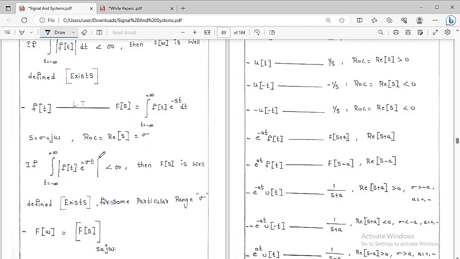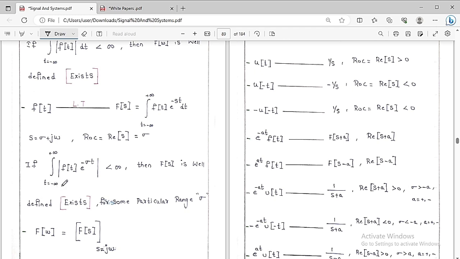So you can say, if the integration from t equals minus infinity to plus infinity of mod of f of t into e to the power of minus sigma t gives you a finite value, then only we can say F of s is well defined. It is going to exist for some particular range of sigma.